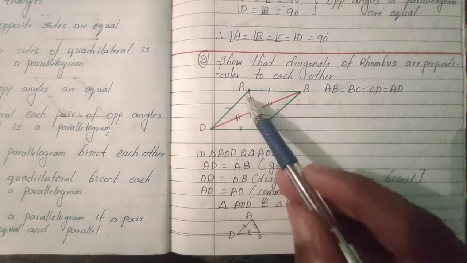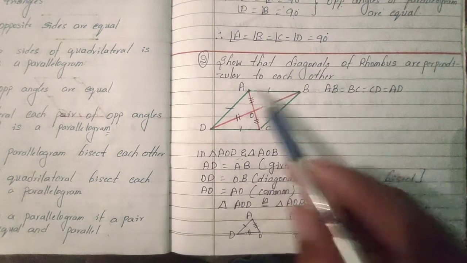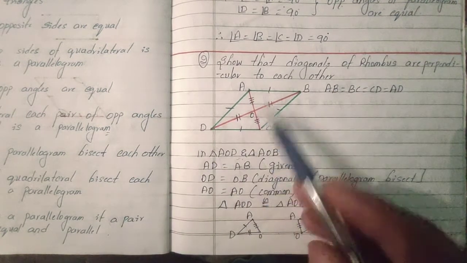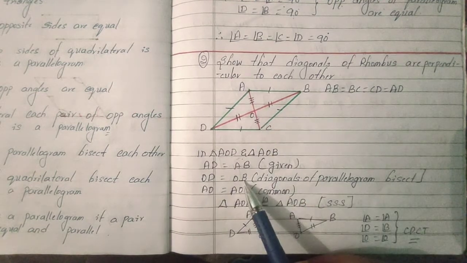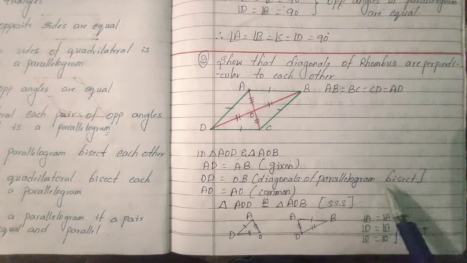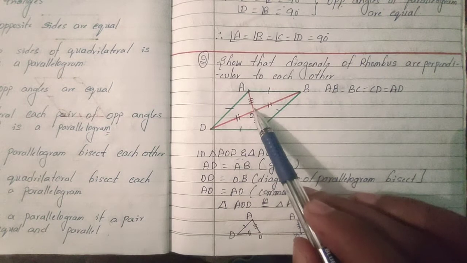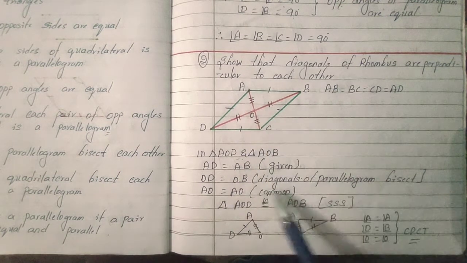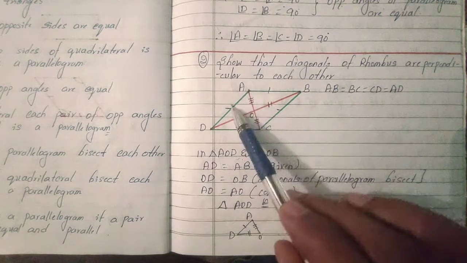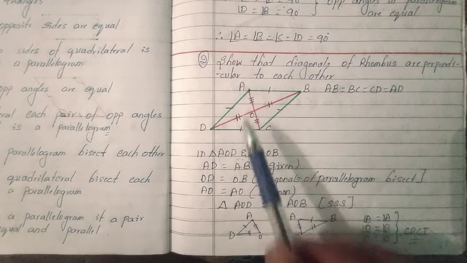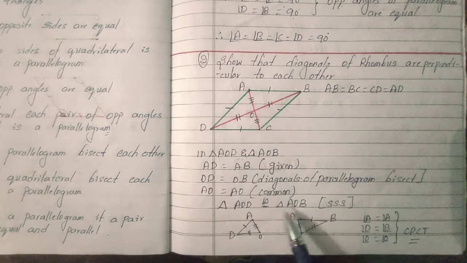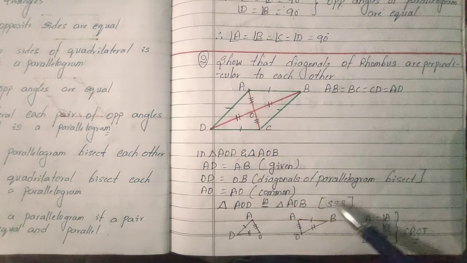In this triangle AD and this triangle AB are equal. Then in this triangle OD and this triangle OB are equal. Reason? Diagonals of a parallelogram bisect each other. Then OA is common for these 2 triangles. Then 3 sides of this triangle and 3 sides of this triangle are equal. Then triangle AOD is congruent to triangle AOB by using SSS criteria.